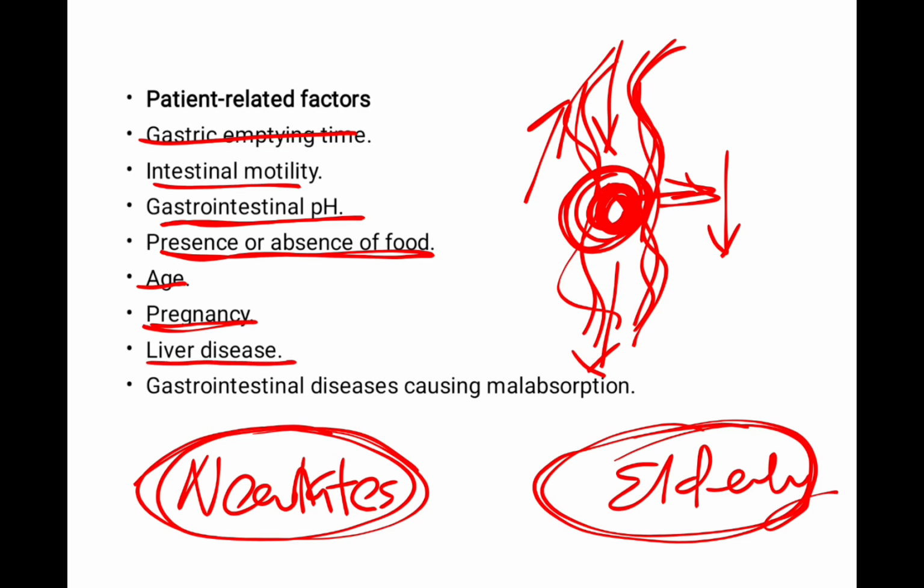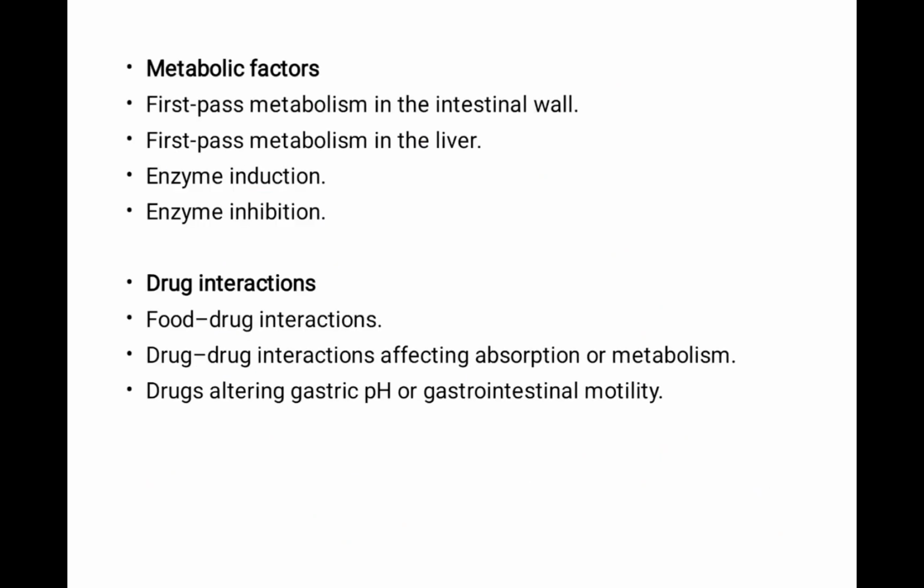We have liver disease. Remember, the drug undergoes first pass metabolism in the liver. In the case of liver disease where the liver is not functioning, there is going to be decreased first pass metabolism and increased bioavailability of a drug. In gastrointestinal disease causing malabsorption, there is going to be decreased absorption as well as decreased bioavailability.